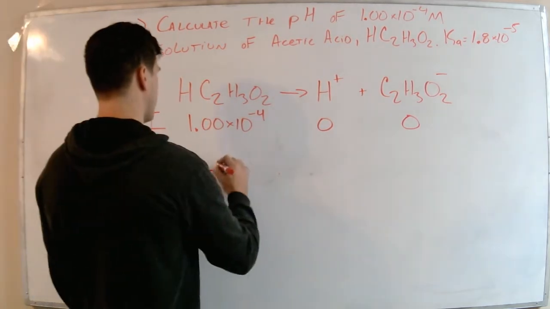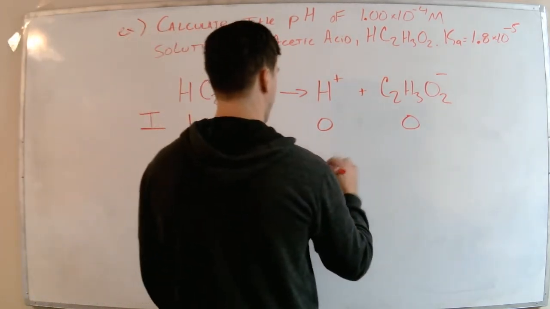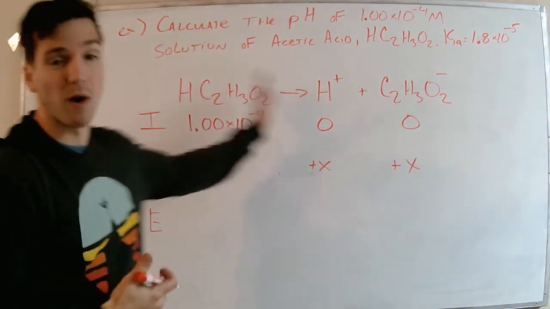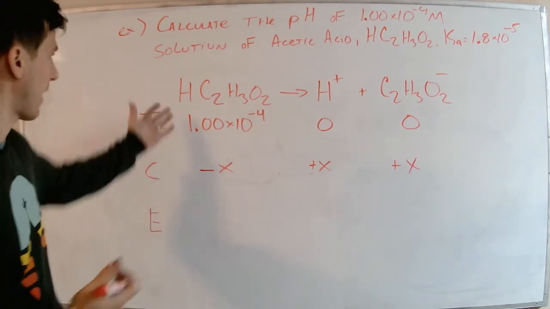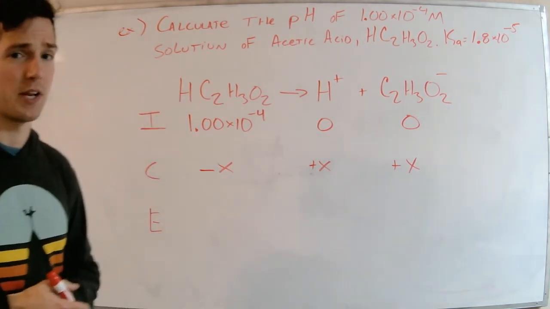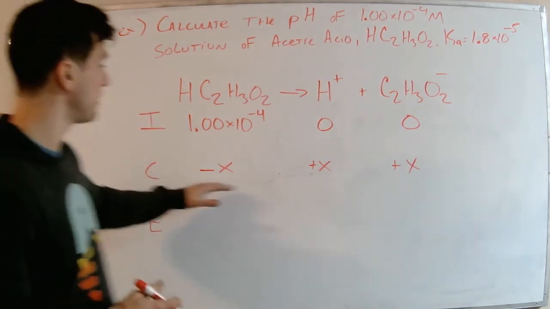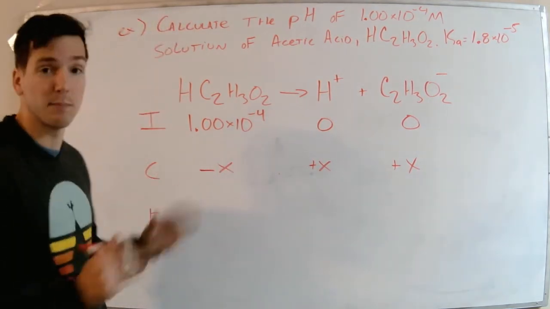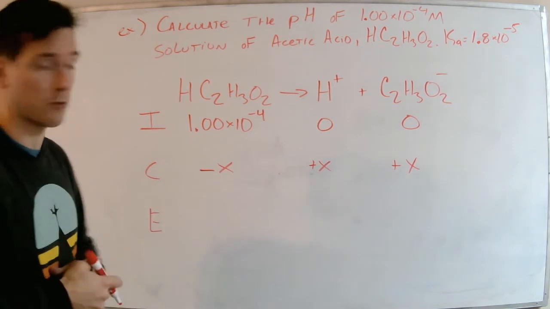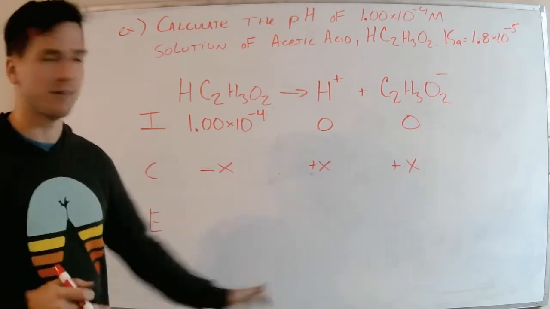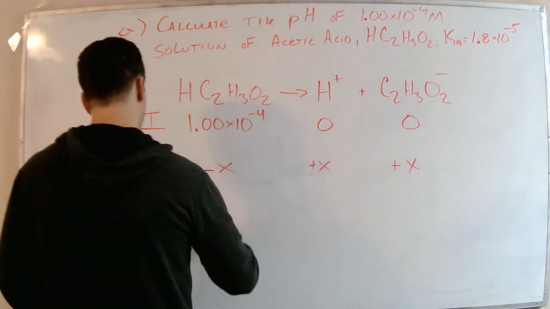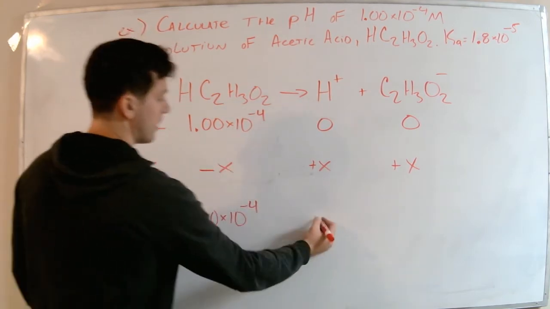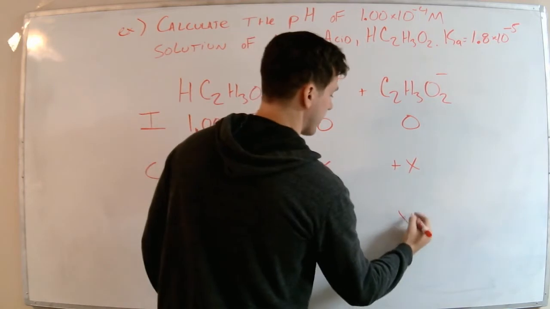We're going to look at the change. It's going to be negative X, plus X, plus X. It's usually always going to be ones all the way across the board because acids are only donating one H+ at a time. So it should always be negative X, plus X for these acid ICE tables, but be ready for anything. Who knows what the AP will throw at you. And then we combine them for our equilibrium. So we're going to have 1.00 times 10 to the negative fourth, we're going to have X, and we're going to have X.